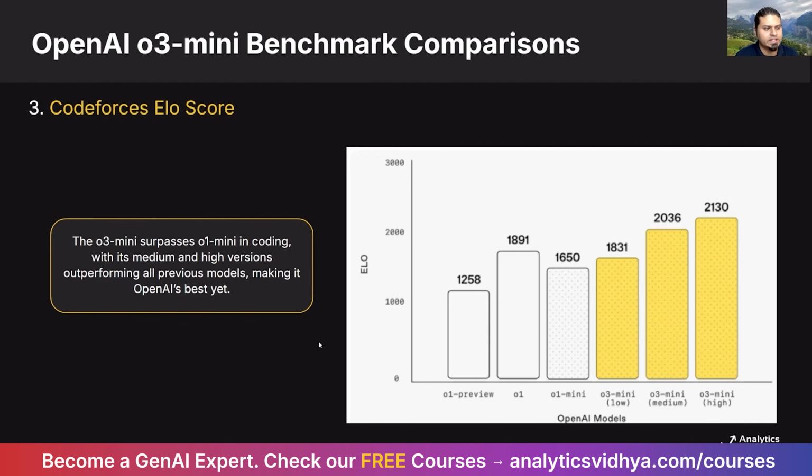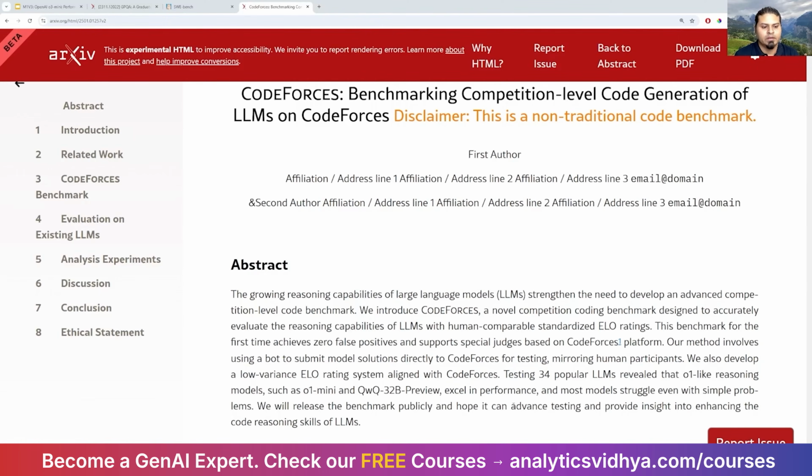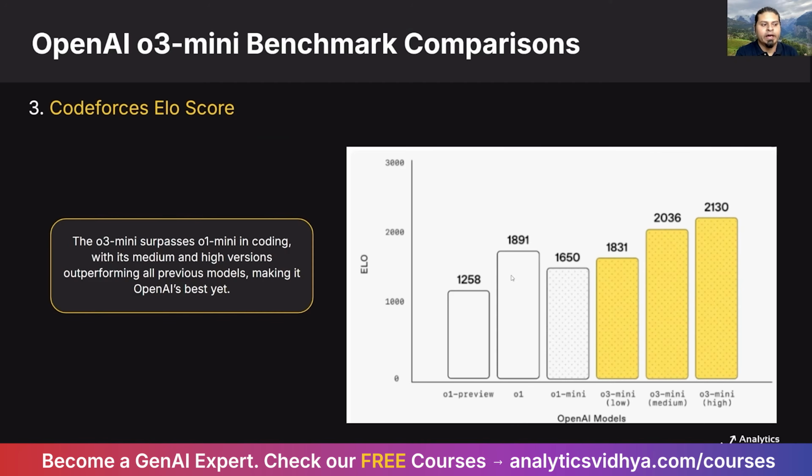And then we have Codeforce's ELO score. So this is a benchmark which was introduced some time back, which is a competition coding benchmark designed to accurately evaluate the reasoning capabilities of LLMs based on, again, coding tasks. And the idea is to see how well LLMs can perform in a variety of coding tests in the benchmark dataset. And as we can see, the o3-mini series of models has surpassed o1-mini in coding, with its medium and high versions outperforming all other previous o1 variants of models, making this OpenAI's best yet in this benchmark.